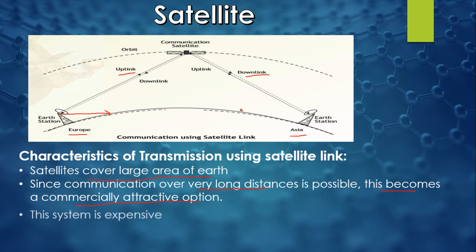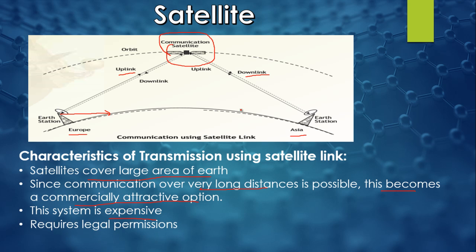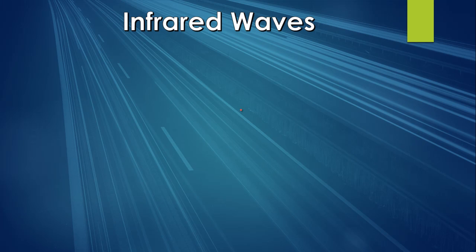And obviously the system must be expensive because it uses the satellite for the communication, so that's why it is an expensive one. And the next thing is that obviously it requires some legal permissions also, because if a company has to use the satellite, then it has to do all the paperwork and follow all the formalities for starting its communication through the satellite. So it requires legal permissions also.